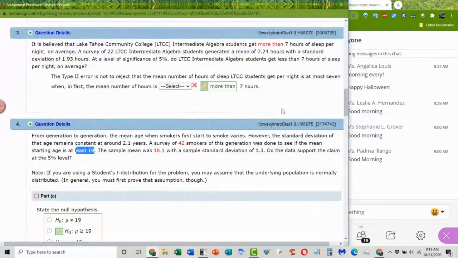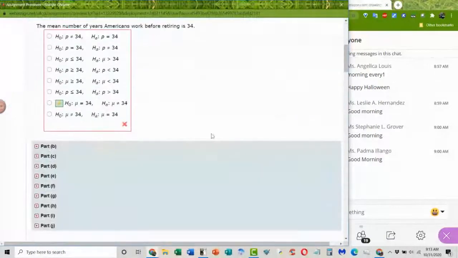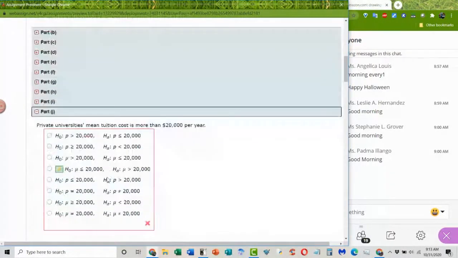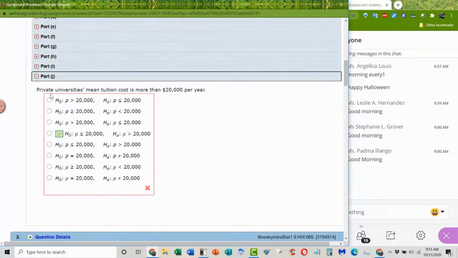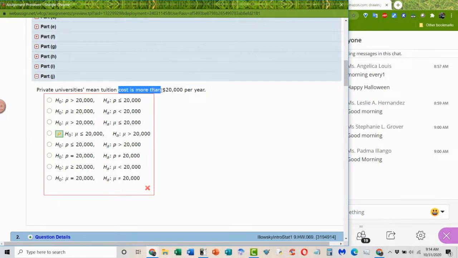Okay, so I'm going to go back up to chapter two, problem one here, and notice it goes all the way down to part J, but they're all exactly the same question. Private universities' mean tuition cost is more than $20,000. So you need to figure out, is this the null or the alternative? More than is just greater than, so this here is the alternative. So we have to find the alternative over here, which is more than. So that gives us this one.